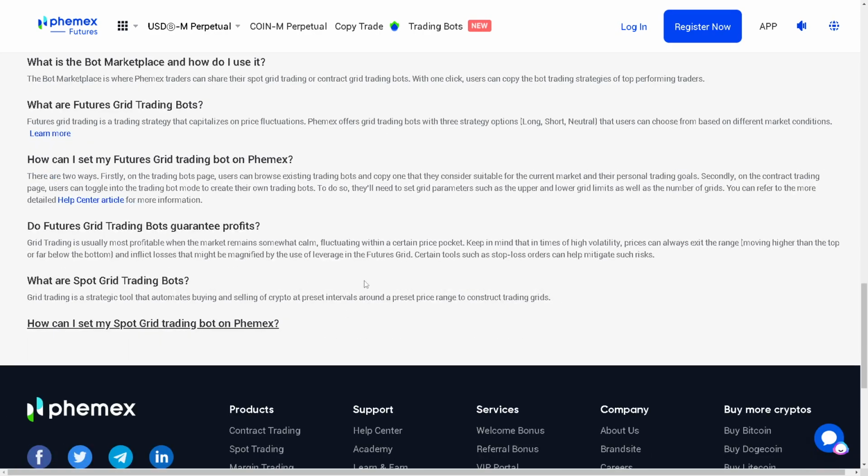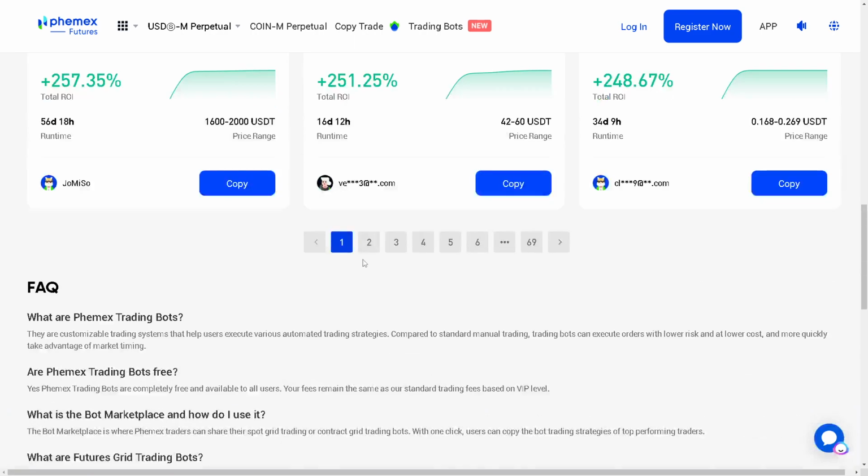Now, do futures grid trading bots guarantee profits? Well, grid trading is usually more profitable when the market remains somewhat calm, fluctuating within a certain price bucket, but keep in mind that in times of high volatility, prices can always exit the range. And lastly, what are spot grid trading bots? Basically, grid trading is a strategic tool that automates buying and selling crypto at preset intervals around the preset price range to construct trading grids.